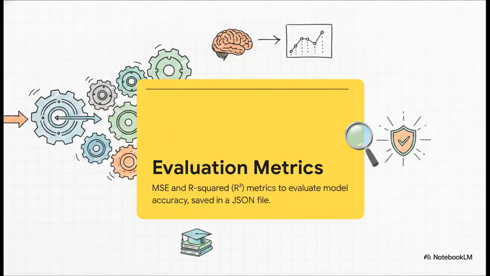Now, focusing on that last file, the crucial point is that a professional machine learning pipeline doesn't just make a bunch of guesses and walk away, it actively grades its own homework. This JSON file contains evaluation metrics, specifically mean squared error, or MSE, and R-squared metrics. These specific numbers are absolutely vital. They measure the model's accuracy, and they tell us unequivocally if our factory's predictions are actually reliable or if the model needs to be retuned.